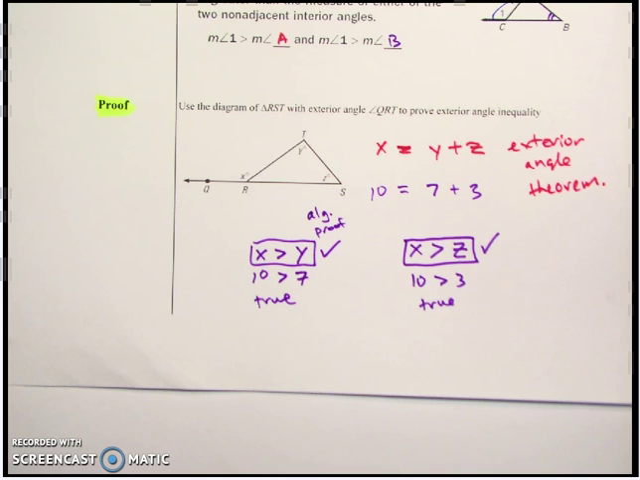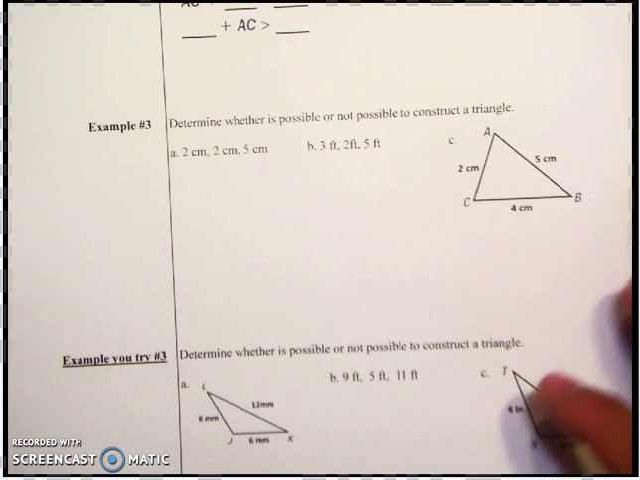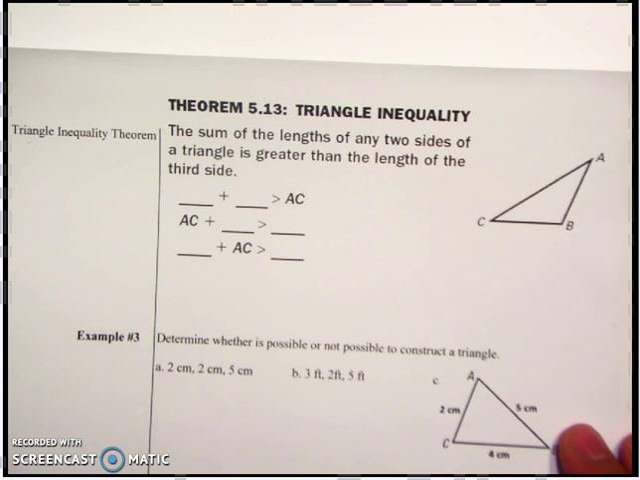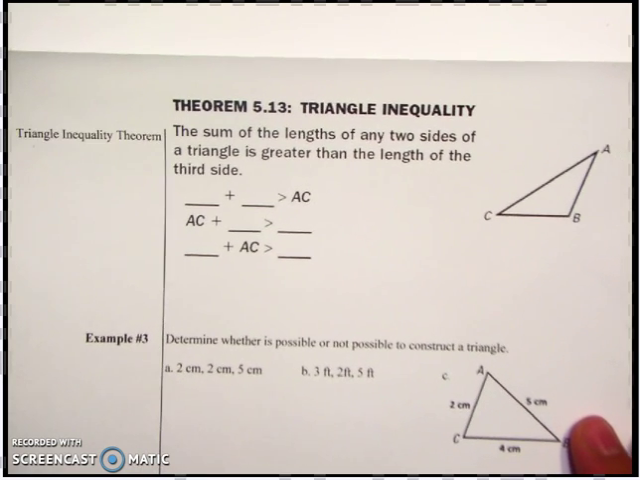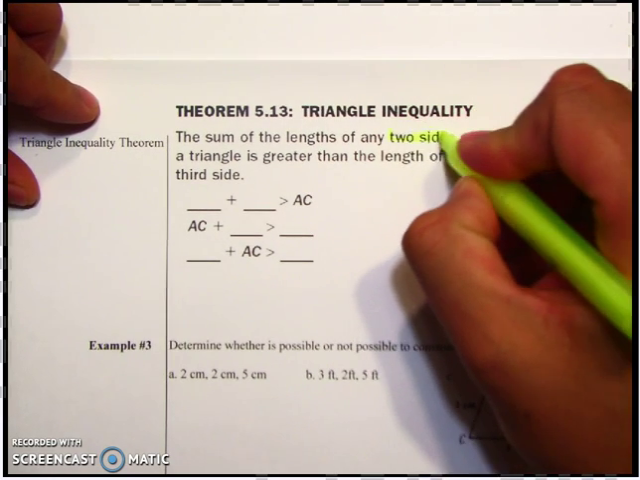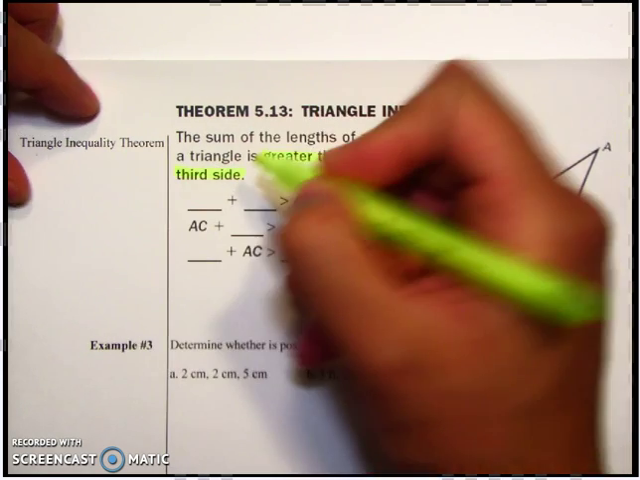Alright, let's go to the next one, the most important concept of today's lesson. They want you to be able to identify how can I make a triangle. Okay? So the rule for any triangle is this. To make a triangle, any two sides of a triangle have to be greater than the third side. Okay?